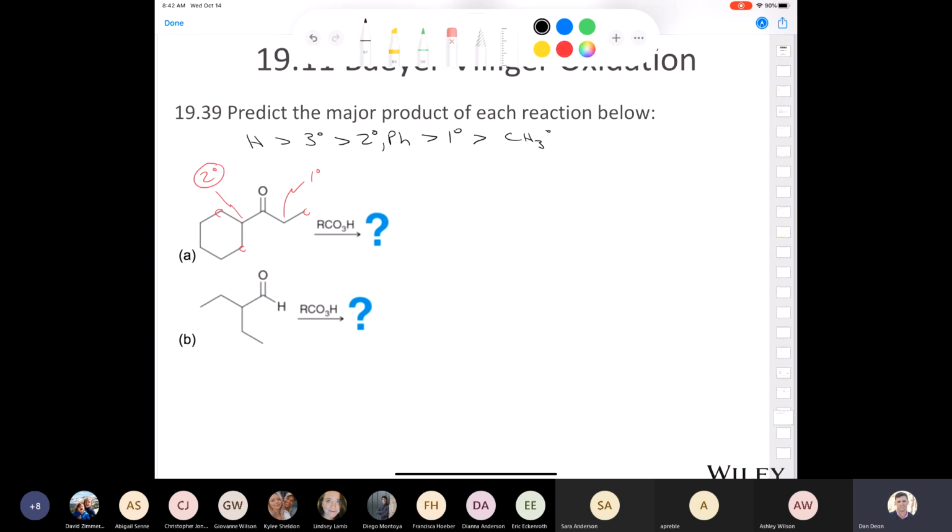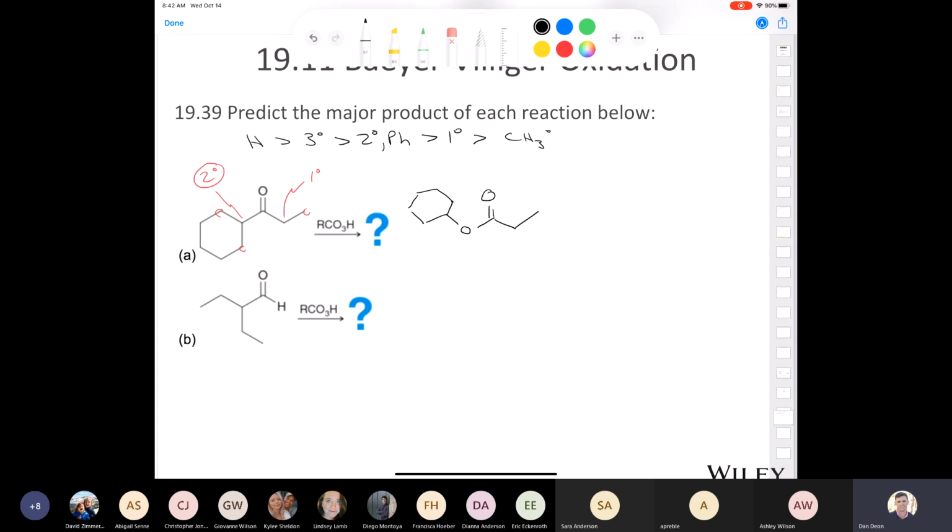Let's draw what the product would look like. We're going to have our carbonyl. We're going to have our oxygen here, and then we're going to have our cyclohexyl over here. And then on this side, we still have our ethyl like that. So this would be called cyclohexyl propanoate or cyclohexyl propionate. Either way, it's a perfectly legitimate way to name this molecule. Let me move it so it looks prettier. Let's look at the next one.